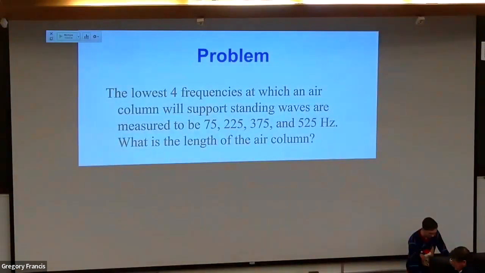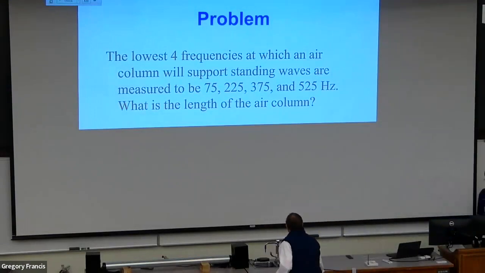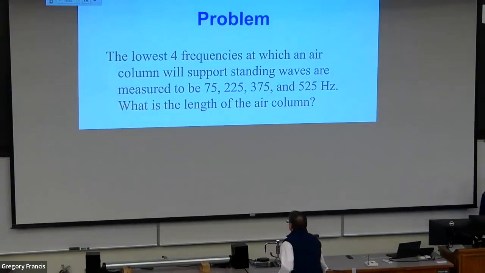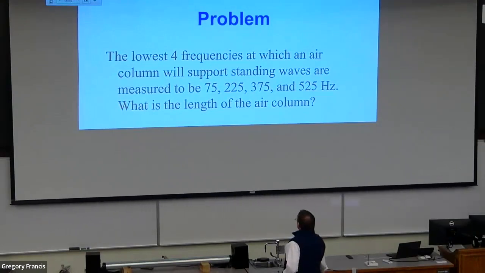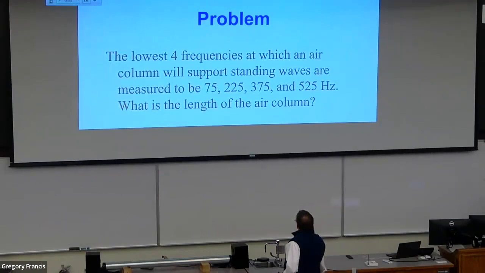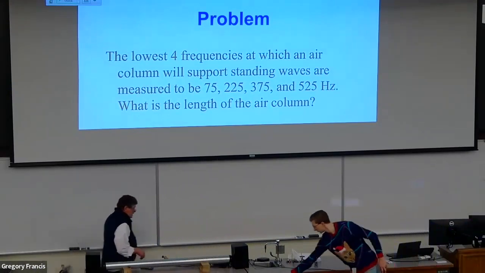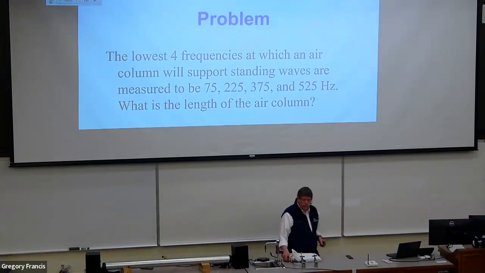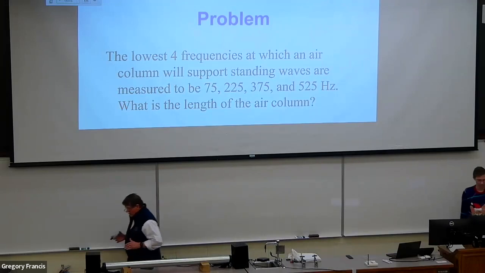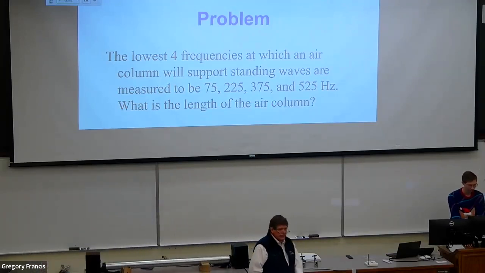Now, let's look at some quick problems here. The lowest 4 frequencies at which an air column will support standing waves are measured to be 75, 225, 375, and 525 hertz. What is the length of that air column? The first thing that we want to figure out is whether it is an organ pipe that is open at both ends or closed at one end. Tell your neighbor, which is it?